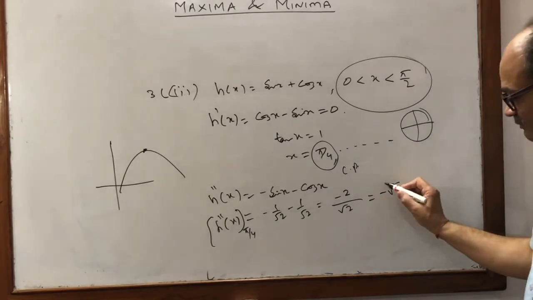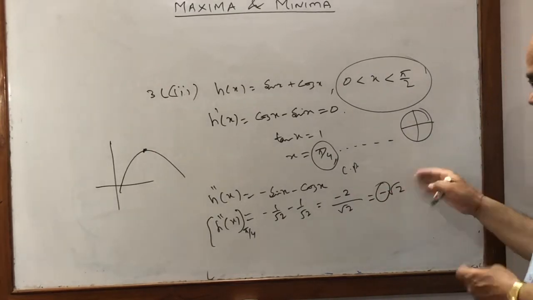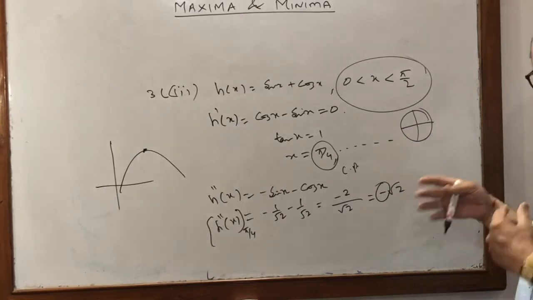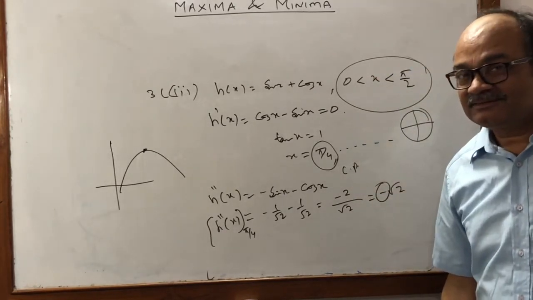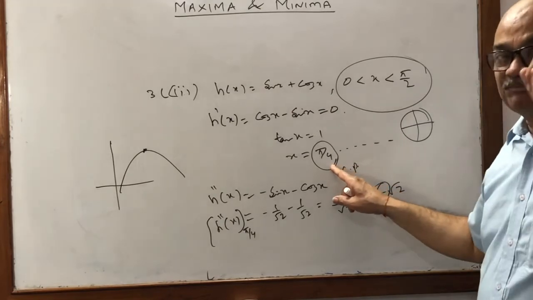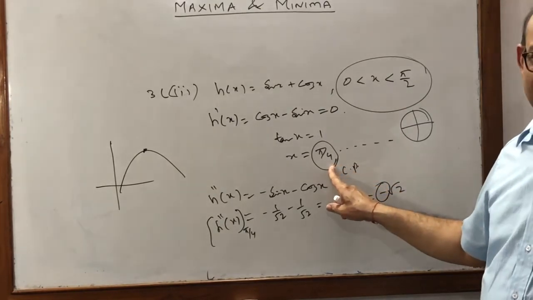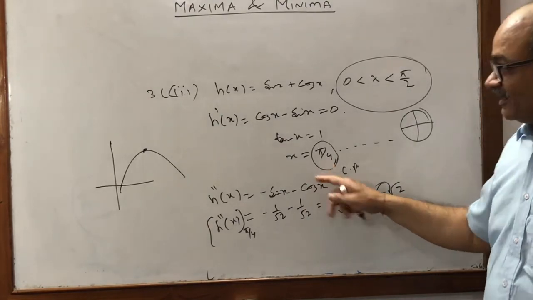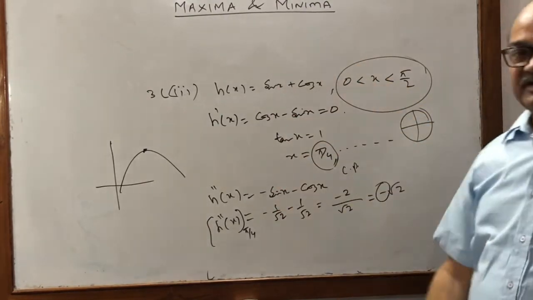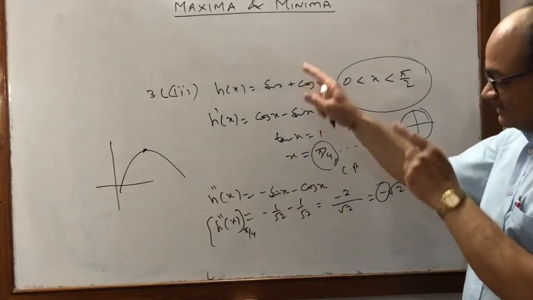When the answer comes negative, no need to see root 2, 2 root 2, 5 root 2, no problem. Here it is minus. This minus shows that this point pi by 4 is the point of maxima. I think you will understand each and every concept of second order derivative by this single question.